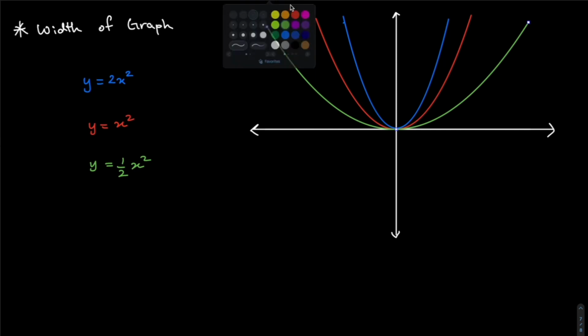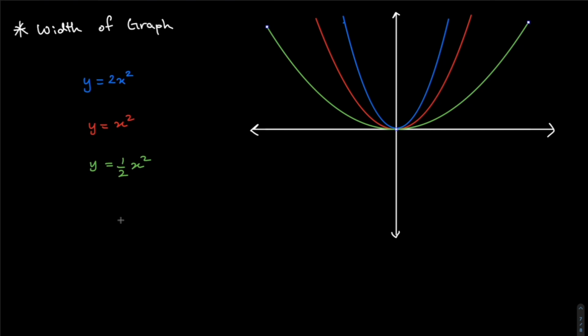Now, the best way I can explain this: if I take the value of x is equal to 1, then for these equations we're going to have y is equal to 2, y is equal to 1, and y is equal to half. So maybe if I take this as equal to 1, I'm going to have half here, something like this. So this is maybe 2, this is 1, and this is half. That is what's going to happen with the width of the graph.